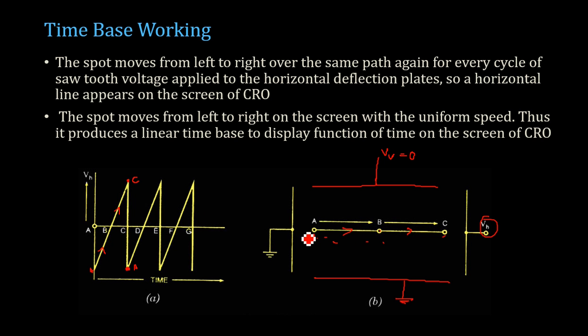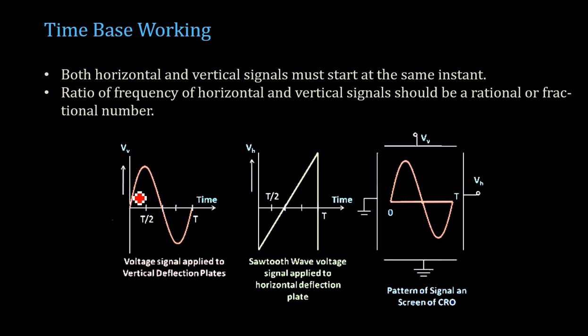As the sawtooth is progressing, you get a continuous movement of the spot on the screen, which can be seen as a straight line. If you have only a single sawtooth, you will see a dot moving and ending up at this point. But since we have multiple sawtooth waves repetitively following, a straight line is created in the horizontal direction. This forms a time base for the signal that is to be fed to the vertical deflection plate. The spot moves from left to right with uniform speed, so this forms a linear time base for the signal applied to the vertical deflection plate.